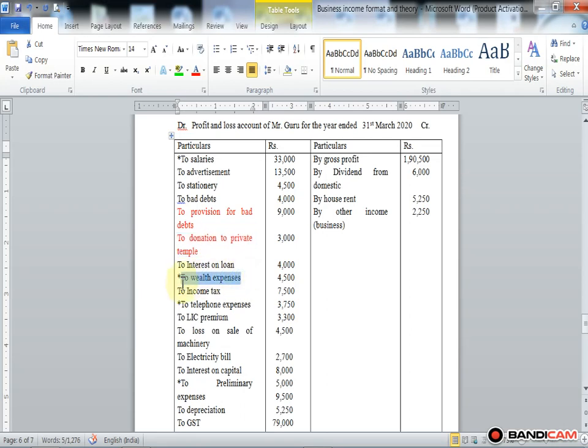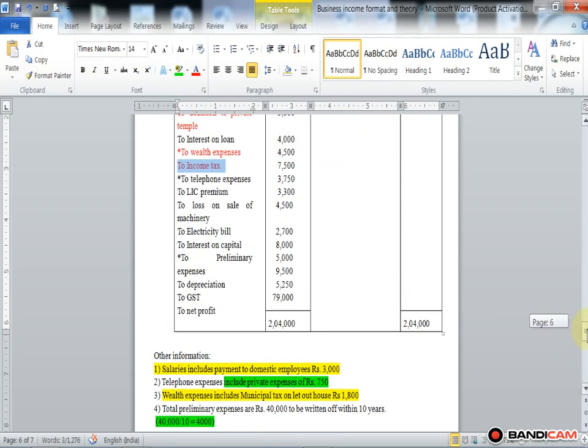Wealth expenses, all wealth expenses are disallowed. Income tax is also disallowed. Then telephone expenses. So for telephone expenses, only the private expenses are disallowed. Then life insurance premium, it is a personal expense of Mr. Guru. Loss on capital asset is disallowed. Electricity bill is a business expense. Interest on capital is a disallowed expense, it is not a business expense.